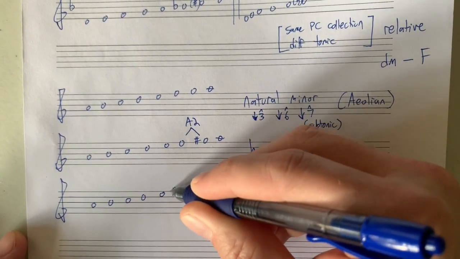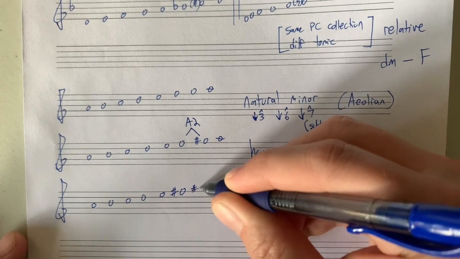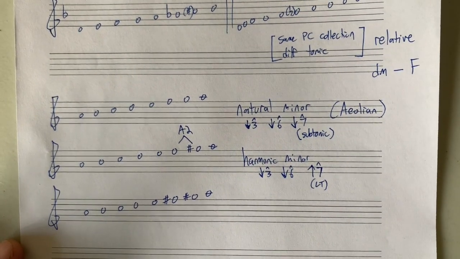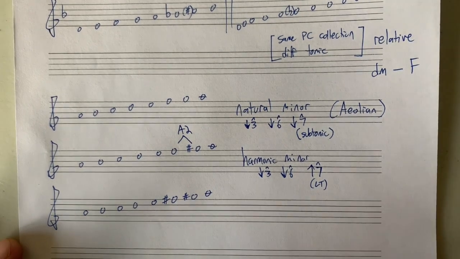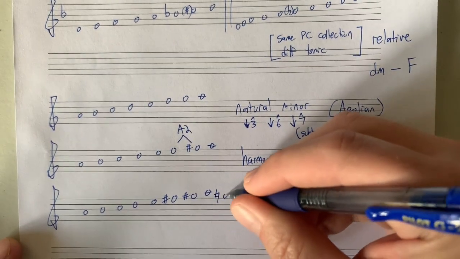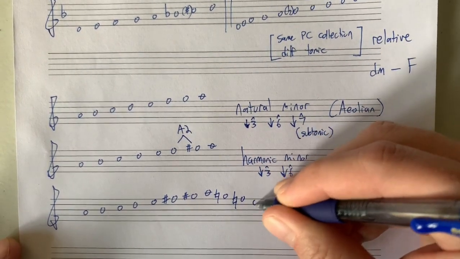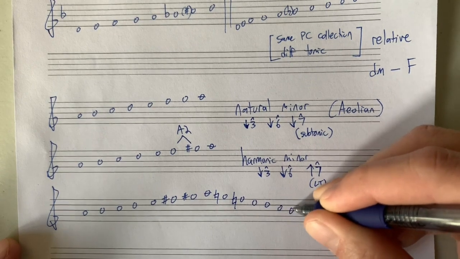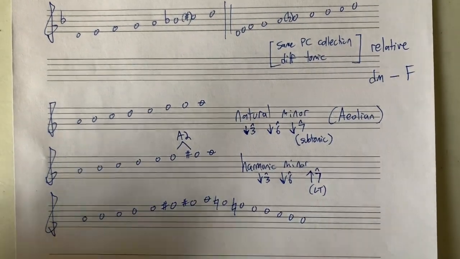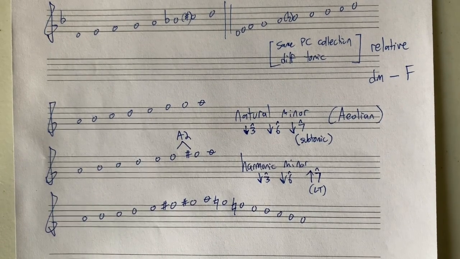This third kind of minor scale raises scale degree 6 and scale degree 7. So it sounds like this. But that's only on the way up. On the way down, it lowers them back to how they are in the natural minor scale. Because when you're moving down from tonic, you don't need that leading tone. So it sounds like this going up and down.